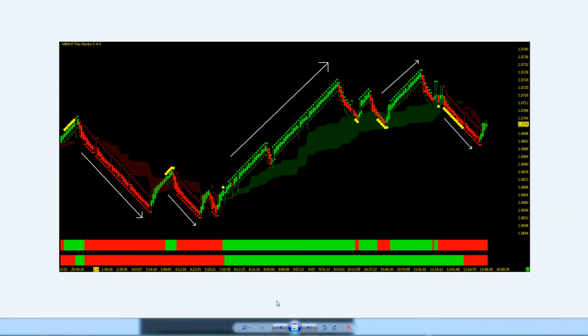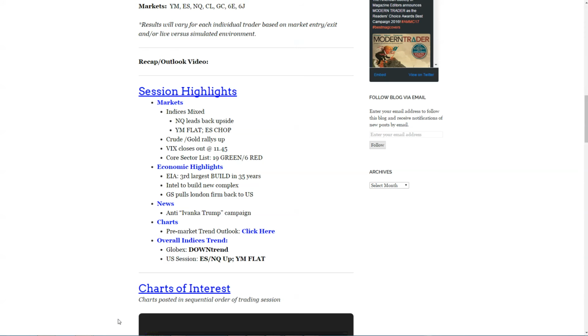And there was our M6E full session. Again, price action to the downside in sync with the 51.44. Gave you a nice trend and back to the upside on the 5.4 Flex Renko. So nice real trending charts there on the M6E today. All right, not much else in the news there today.